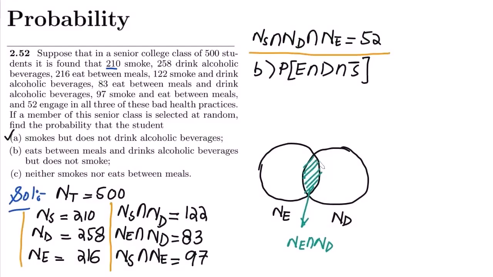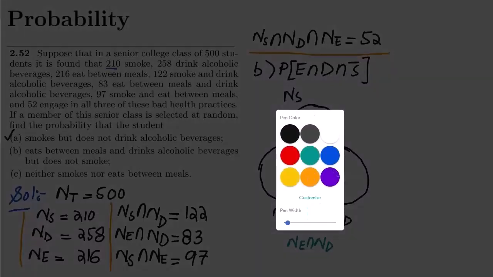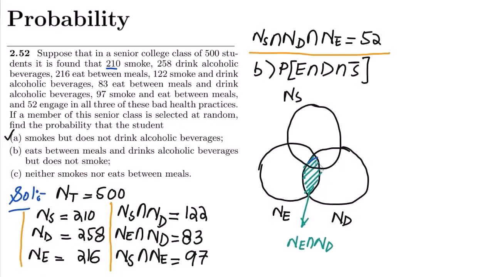Similarly, in order to find the smoking area or the students who smoke, what do I have to do? Let me have this here as well. So these are the number of students who smoke, and the common area in between all of them is this one. So this area shows us the number of students who eat in between meals, and the number of students who drink, and the number of students who smoke. So this one is that area.